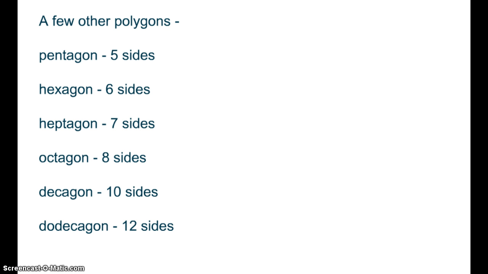And here are a few other polygons that you might want to jot down. When I say polygons, I'm talking about a two-dimensional flat shape. So pentagon has 5 sides, hexagon 6 sides, heptagon has 7 sides, octagon has 8 sides, decagon has 10 sides, and a dodecagon has 12 sides.